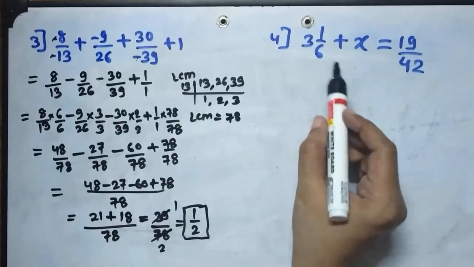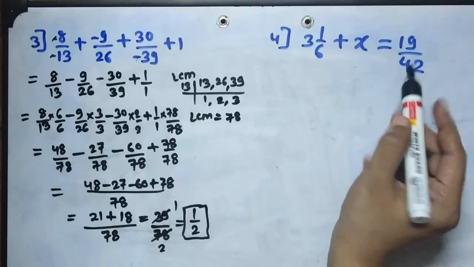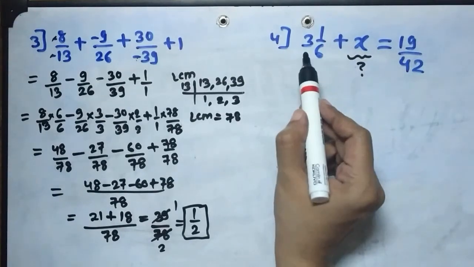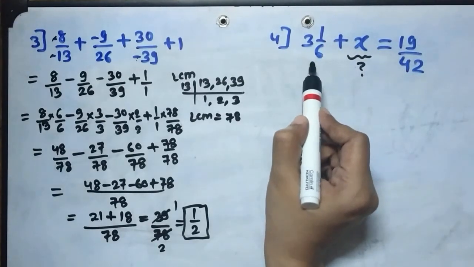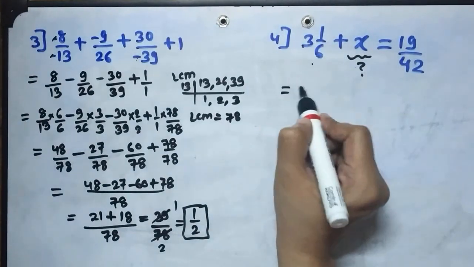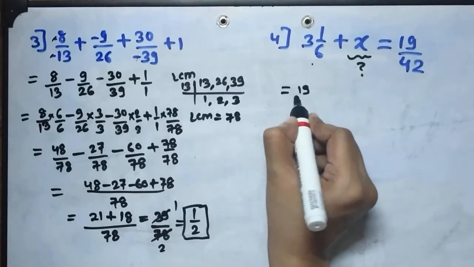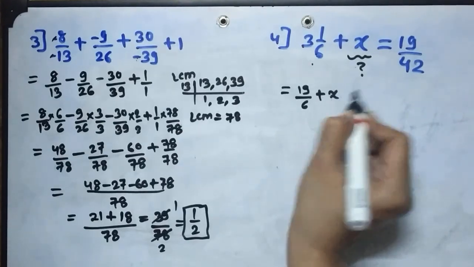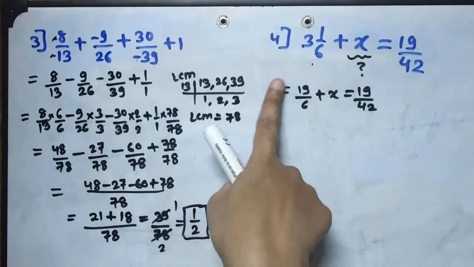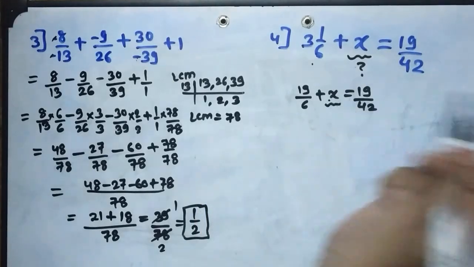Now we'll move to the next question, that is 3 1 by 6 plus x is equal to 19 upon 42. Here you need to find out the value of this x. So first we'll convert this mixed fraction into an improper one. Here 3 sixes are 18, plus 1, that is 19 by 6 plus x, which is equal to 19 upon 42. If you don't write this, then also it's okay. So you need to find the x value.